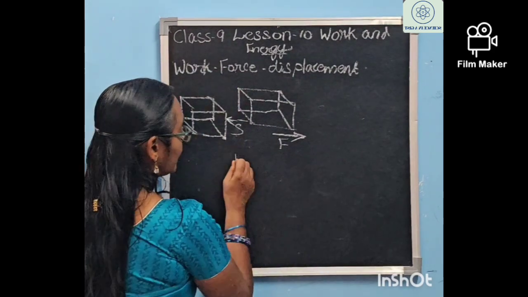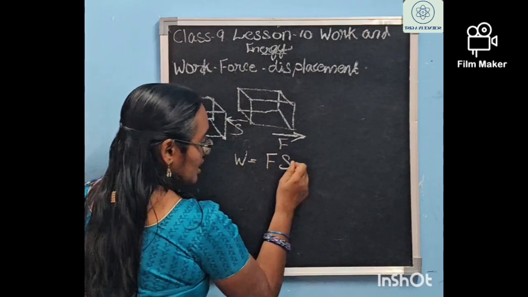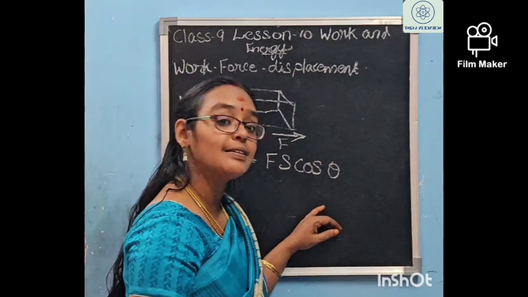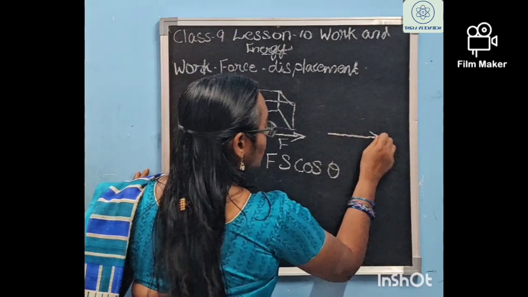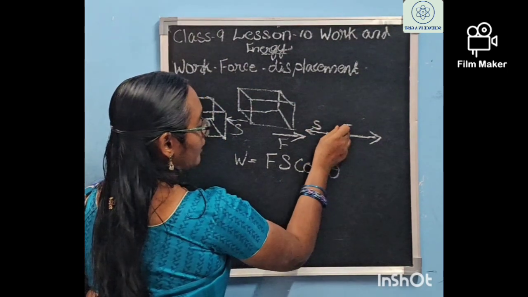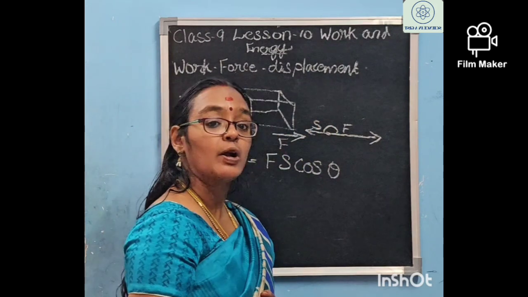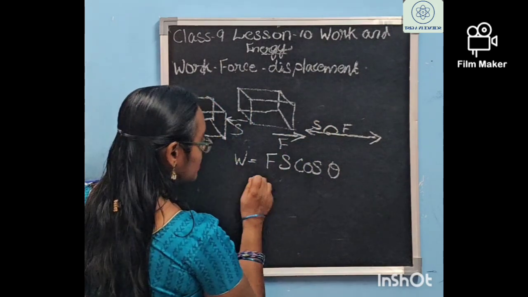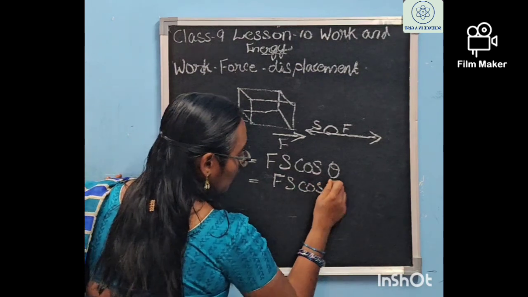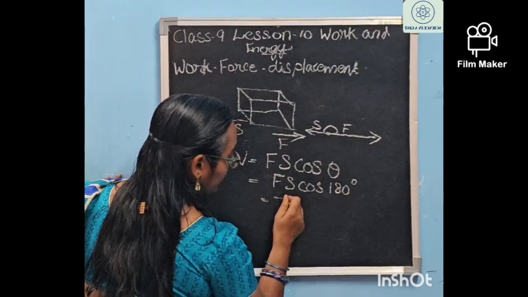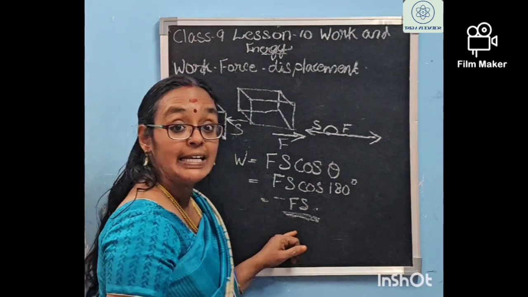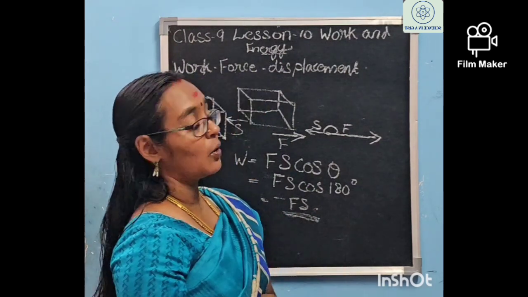In this case, W is equal to F S cos theta. What is the value of theta? Theta is 180 degree, isn't it? Because force is in this direction and displacement in this direction. So what will be the angle? 180 degree. Cos 180 is what? It is negative 1, isn't it? So Fs cos 180 is equal to minus Fs. In this case, the work done is negative. Negative work is done on that.